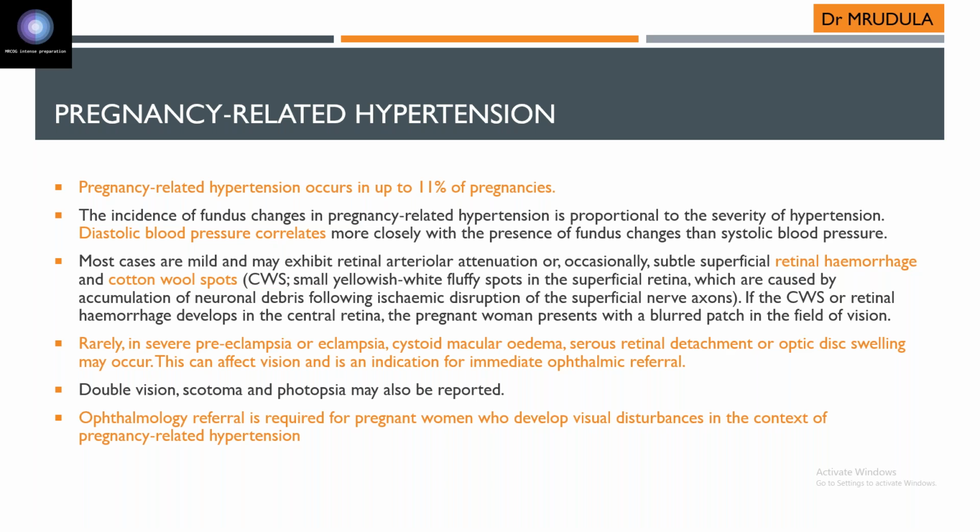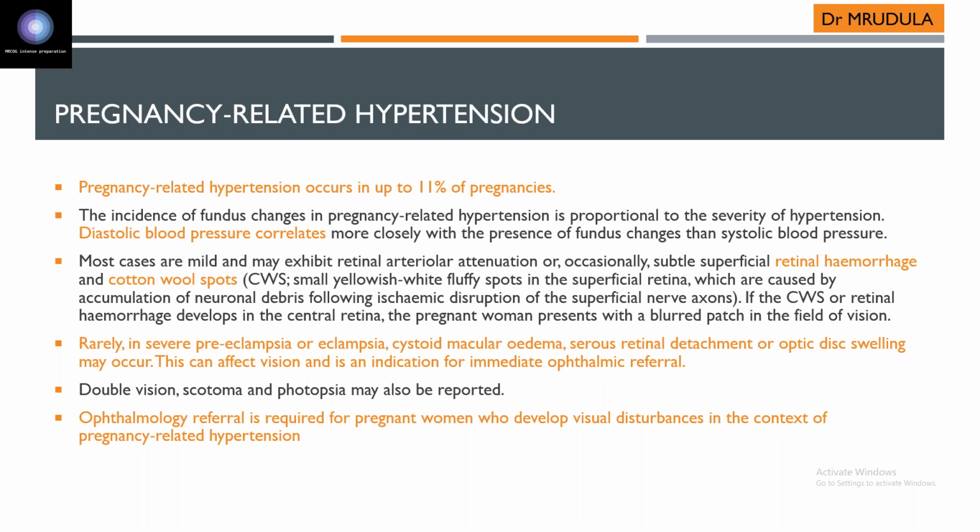So the fundal changes that can occur are retinal arterial attenuation, superficial retinal hemorrhages, or cotton wool spots. These cotton wool spots are yellowish white fluffy spots in the superficial retina, which are usually caused by accumulation of neuronal debris because of axonal loss. If cotton wool spots or retinal hemorrhage develop in the central retina, then there will be a blood patch in the field of vision.